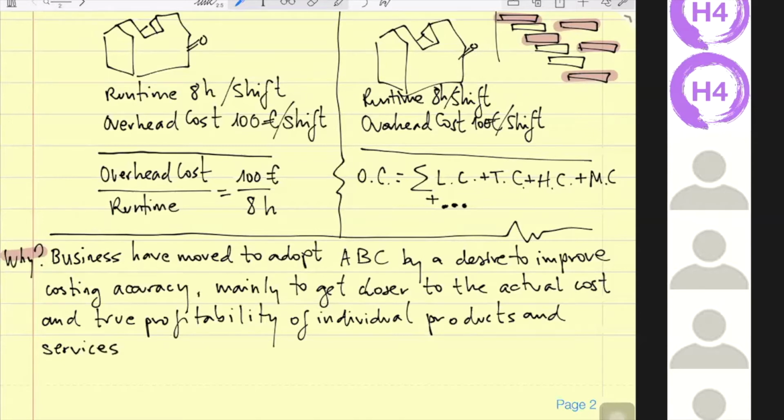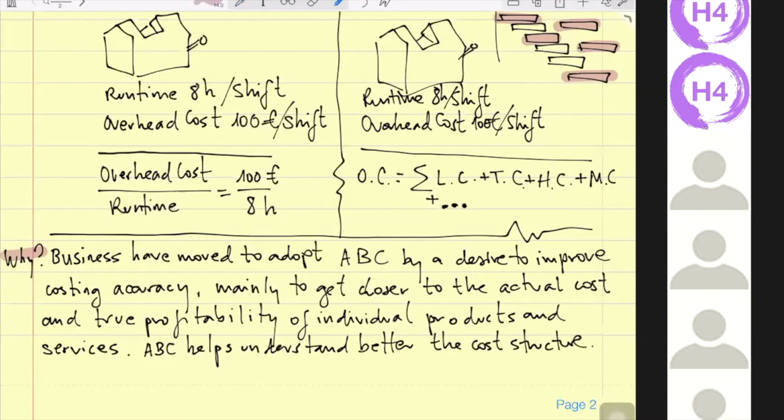This helps us understand ABC helps understand better the cost structure. Okay.